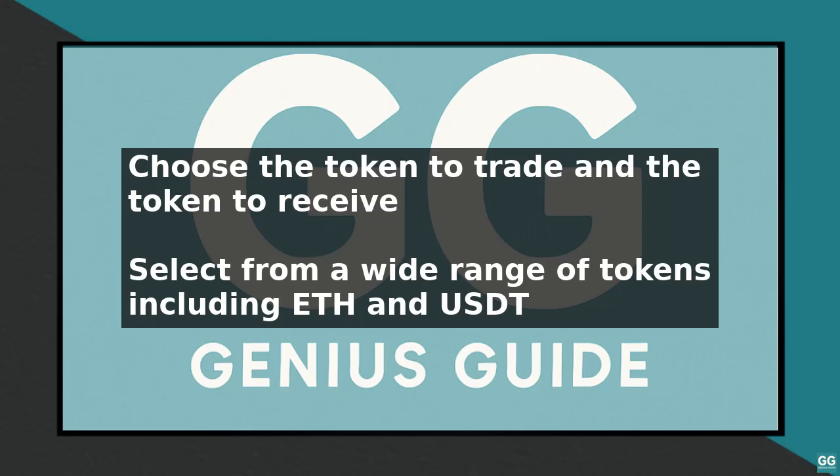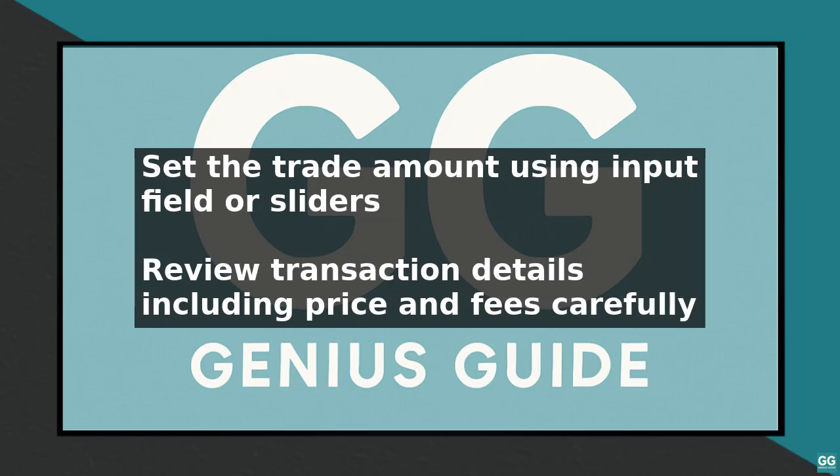Uniswap V3 also offers advanced features such as limit orders and range orders, which allow you to trade at specific price levels or within a specified range. To access these features, click on the Advanced tab and select the order type you wish to use.